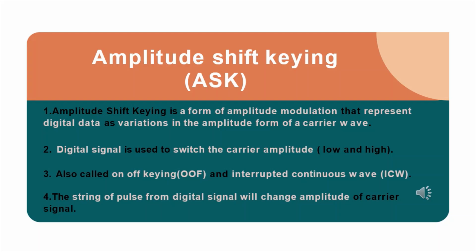Next, amplitude shift keying, ASK, is a form of amplitude modulation that represents digital data as variations in the amplitude of a carrier wave. The digital signal is used to switch the carrier amplitude low or high. Besides that, it's also known as OOK, which is on-off keying, and ICW, which is interrupted continuous wave. The stream of pulses from the digital signal will change the amplitude of the carrier signal in ASK.